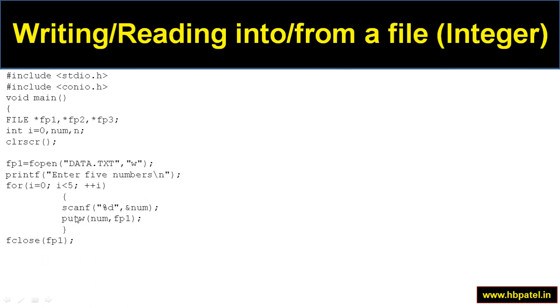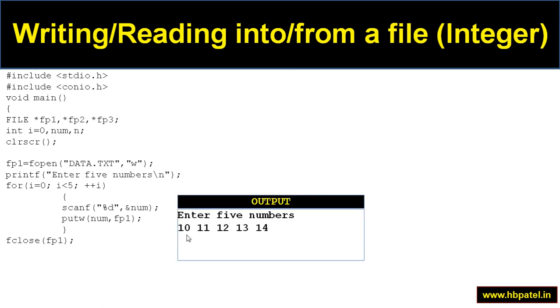And then we are reading all these numbers one by one. For example, in this case we have only 5 numbers, but later on you can have 50 numbers or 100 numbers, and all these numbers are read and put in fp1. What is fp1? fp1 is data.txt, and after this we'll be closing fp1, meaning we'll be closing data.txt.